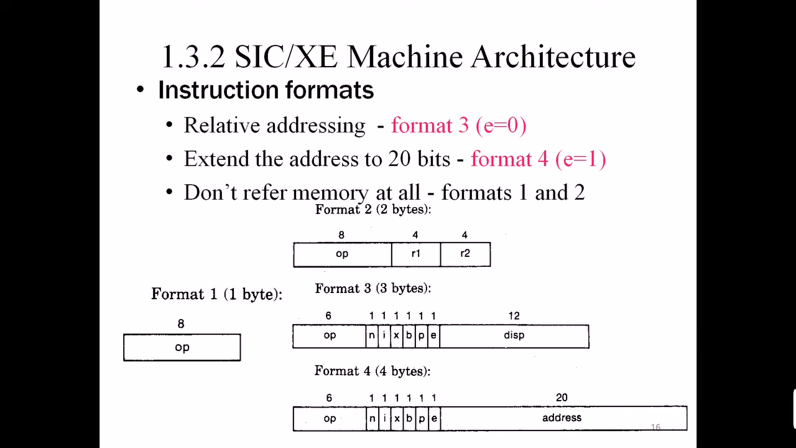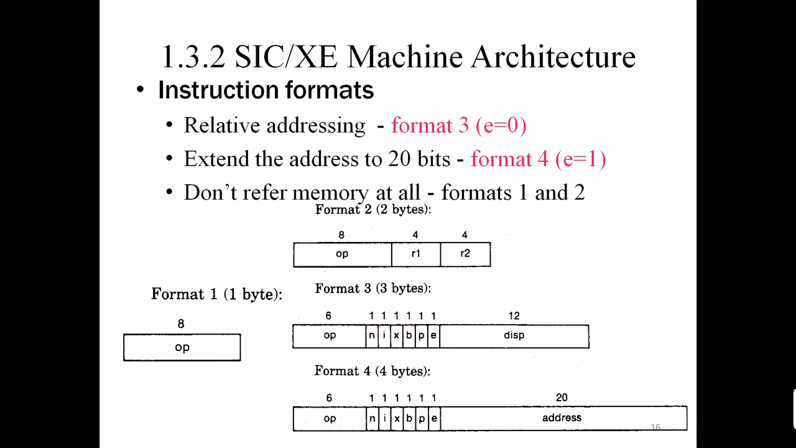Okay, and in format 4, as you can see, the address is 20 bits. Format 4 means it consists of 4 bytes, so 32 bits of memory are used to store it. The only difference is that the address is 20 bits; all the rest is the same as format 3. The opcode is also 6 bits, and all the other flag fields are 1 bit here.